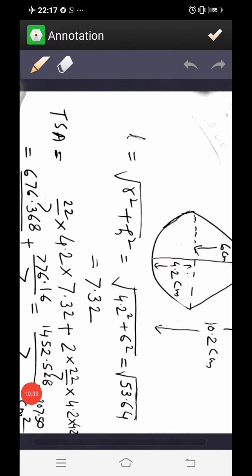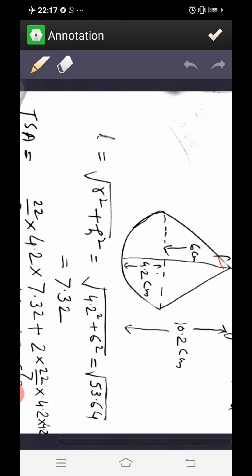Now we have to find the total surface area of this toy. For the total surface area, we need to find the curved surface of this cone and the curved surface of the hemisphere. For the curved surface of the cone, we need the slant height. So first of all, we find the slant height. L is equal to under root r square plus h square. So we get under root of 4.2 square plus 6 square, which is 53.64. The square root of 53.64 is 7.32, up to 2 places, as we have written here.